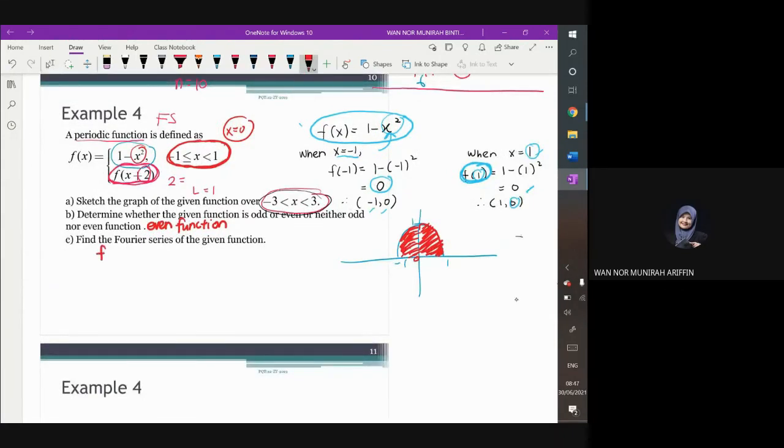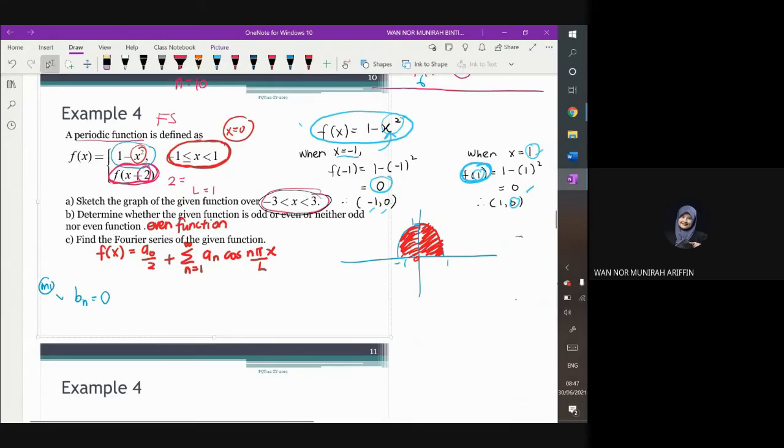I know that the Fourier series is f(x) equals a naught over 2 plus the sum from n equals 1 to infinity of a n cos n pi x over L. Do I need to add b n? No need, because b n is 0. So the first step is just write b n equals 0 because I have an even function. So this is one mark, satu markah.